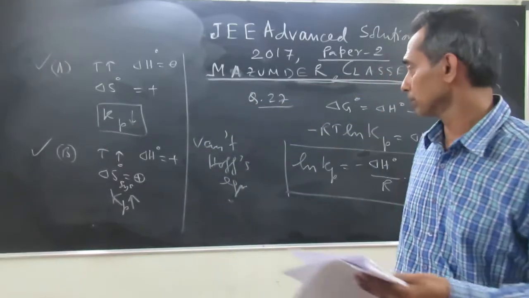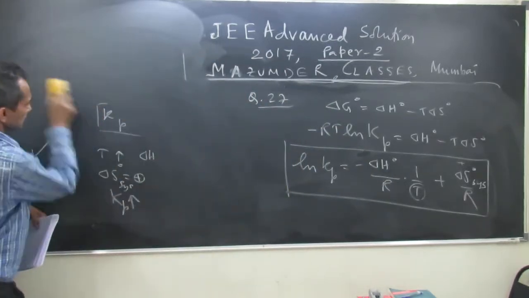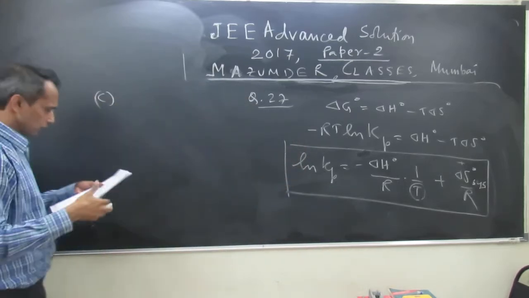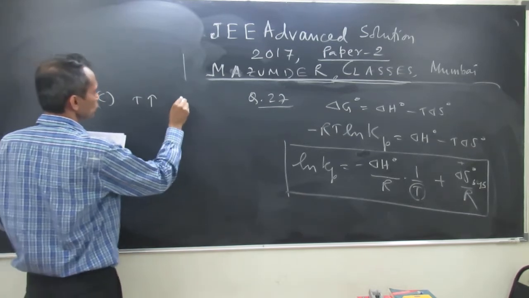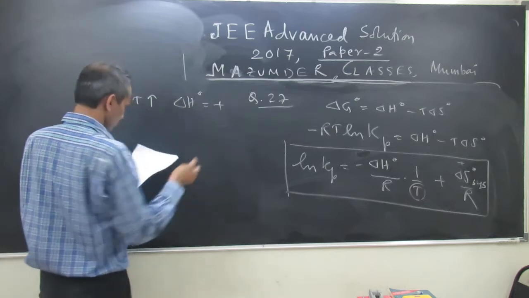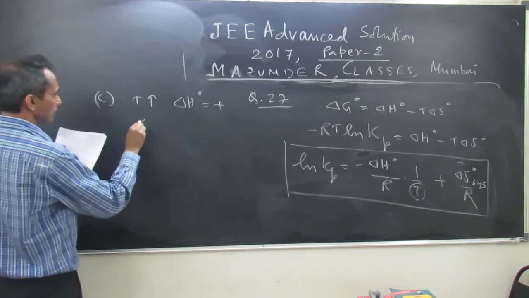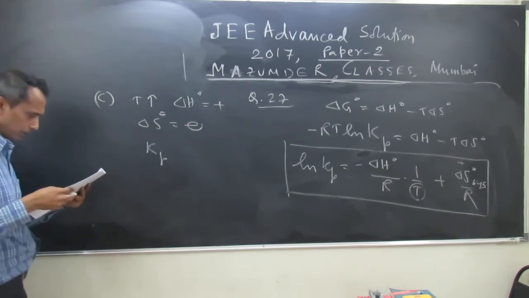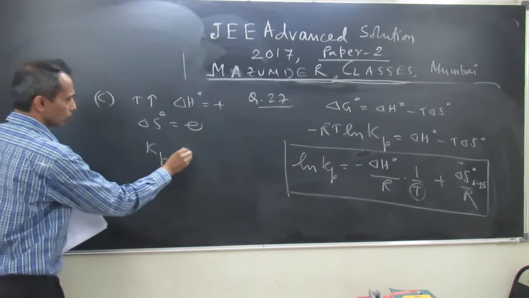Likewise, if you see question number C, if you check C, again same expression as that, with increase in temperature and value of K for endothermic reaction. So delta H naught is again positive. Delta S naught is negative because entropy change of the system is negative. And what they are saying is the value of Kp for endothermic reaction increases. Whether it is correct or not, we have to check it.